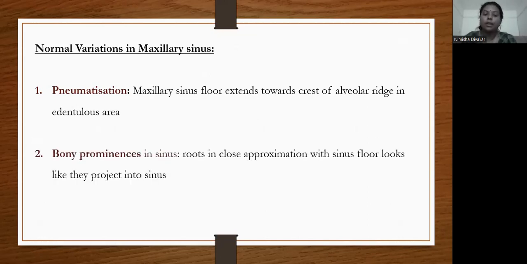Second one is bony prominences in sinuses. Sometimes when we are taking radiographs, we already know the roots of maxillary molars and premolars are very near to the maxillary sinus. So in a 2D image, not a 3D image, it appears as if these roots are extending into the maxillary sinuses.